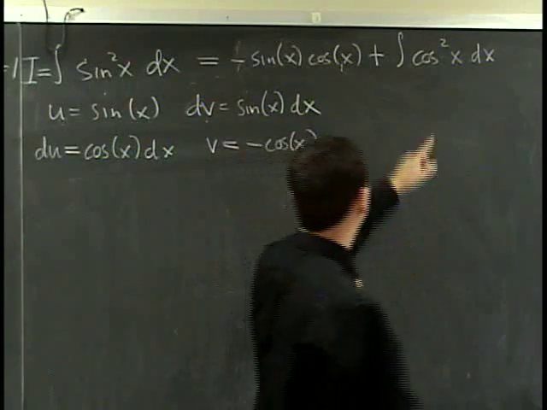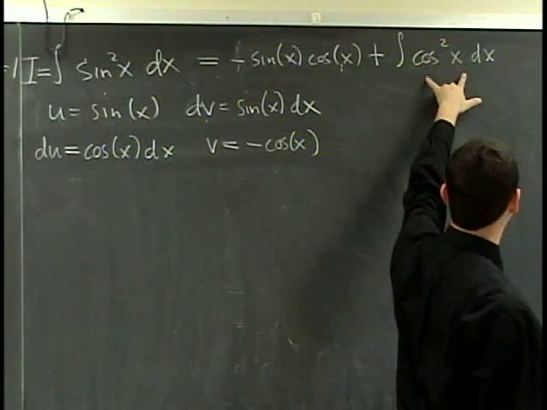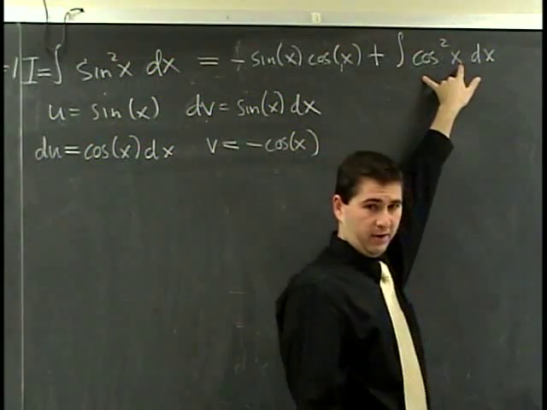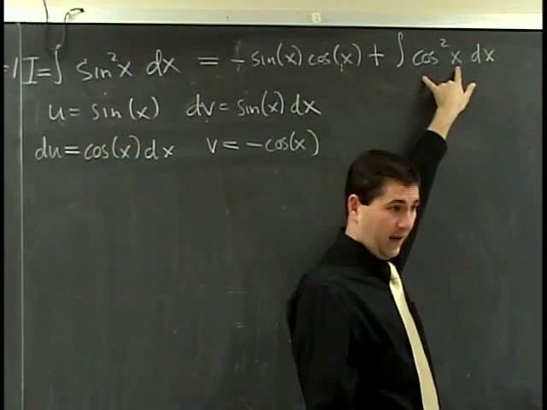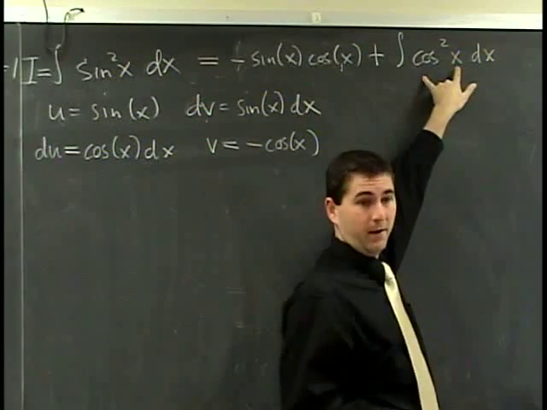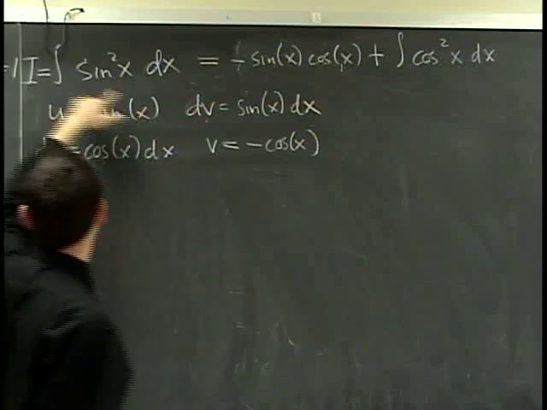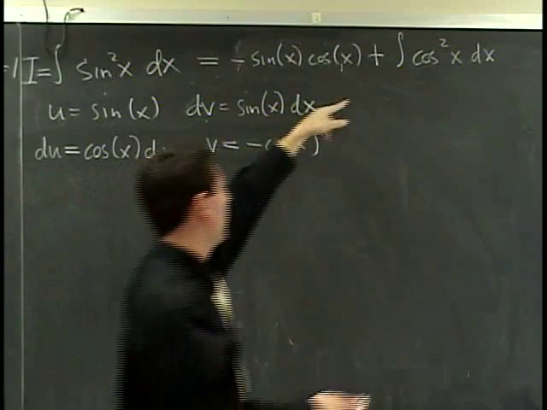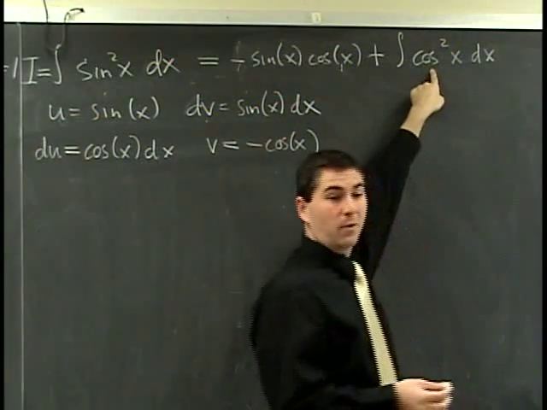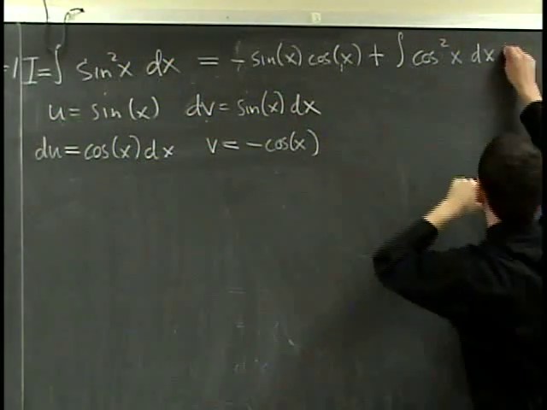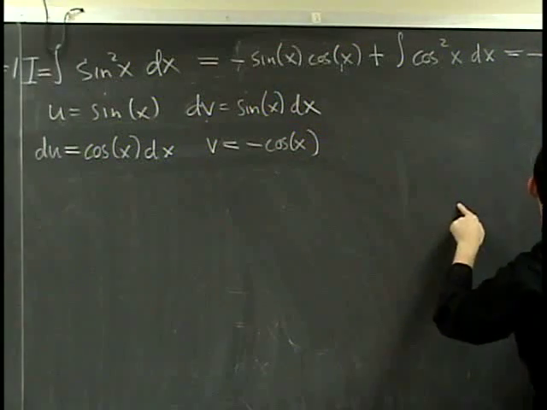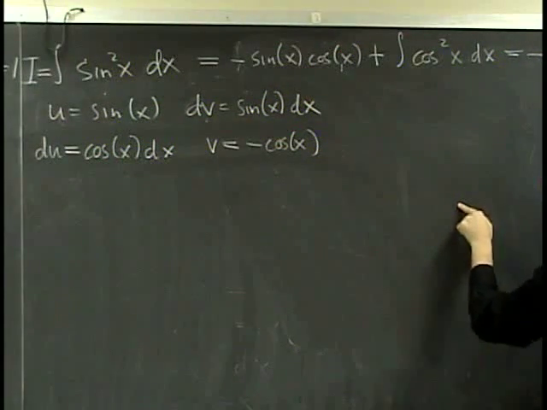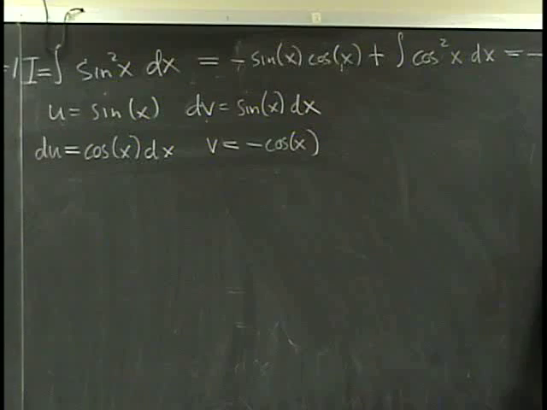Now, it seems like we've really got ourselves into a completely different pickle. In fact, it seems like the same pickle that I warned Dina about, right? We've just ended up with another integral that we don't know. But let's use Dina's observation: cosine squared is 1 minus sine squared. So let me rewrite this. Minus sine of x cosine of x plus the integral of 1 minus sine squared.